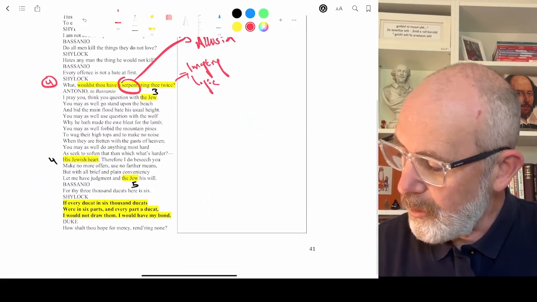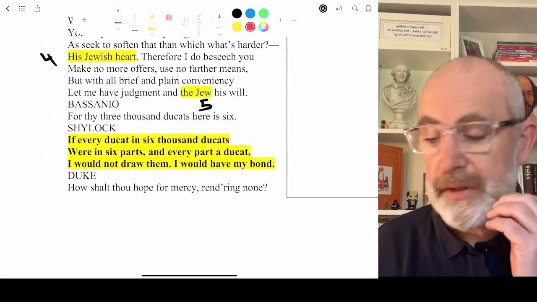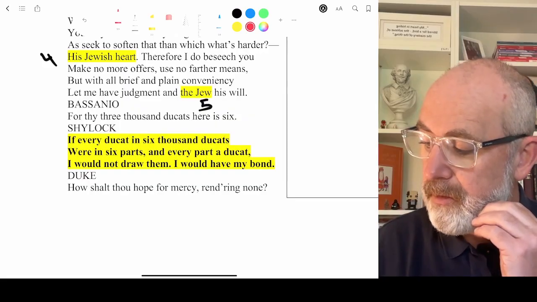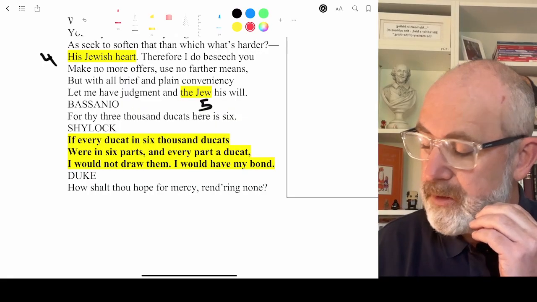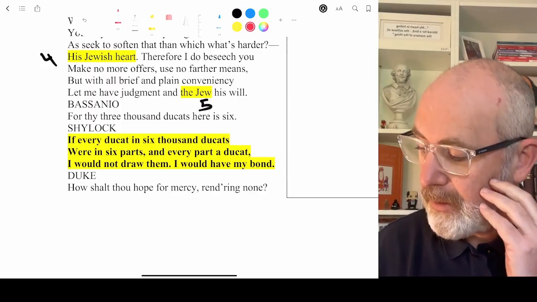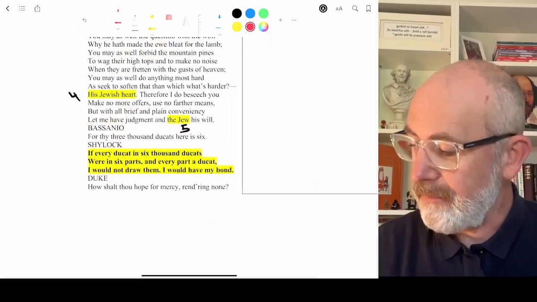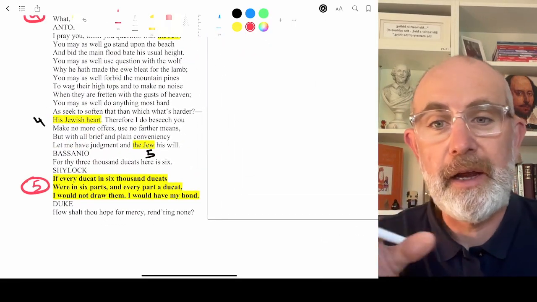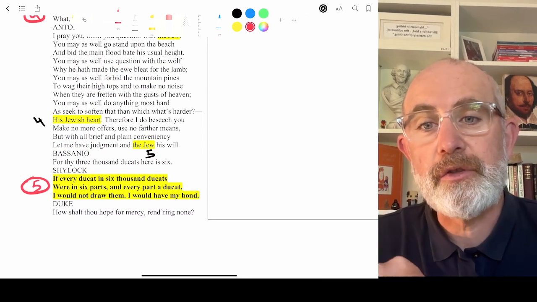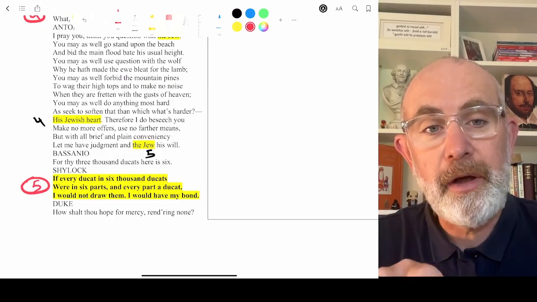Antonio goes on and gives a noble speech, his bigotry evident in that speech, referring to his Jewish heart and, let me have judgment and the Jew his will, talking about Shylock as if he's not a human being. And then this wonderful moment again, fantastic and very, very clever. Shylock says, look, enough of this. I don't care. If every ducat in 6,000 ducats were in 6 parts and every part of ducat I would not draw them, I would have my bond.